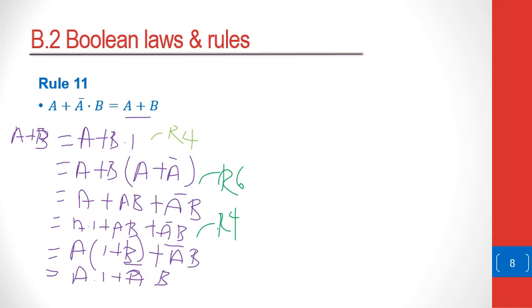So according to rule number 2, this 1 or B simply absorbs into an equivalent 1. Then, according to rule 4, we can simply have A, because A and 1 is A, plus A complement and B, which then proves that this left-hand side is equivalent to this right-hand side.